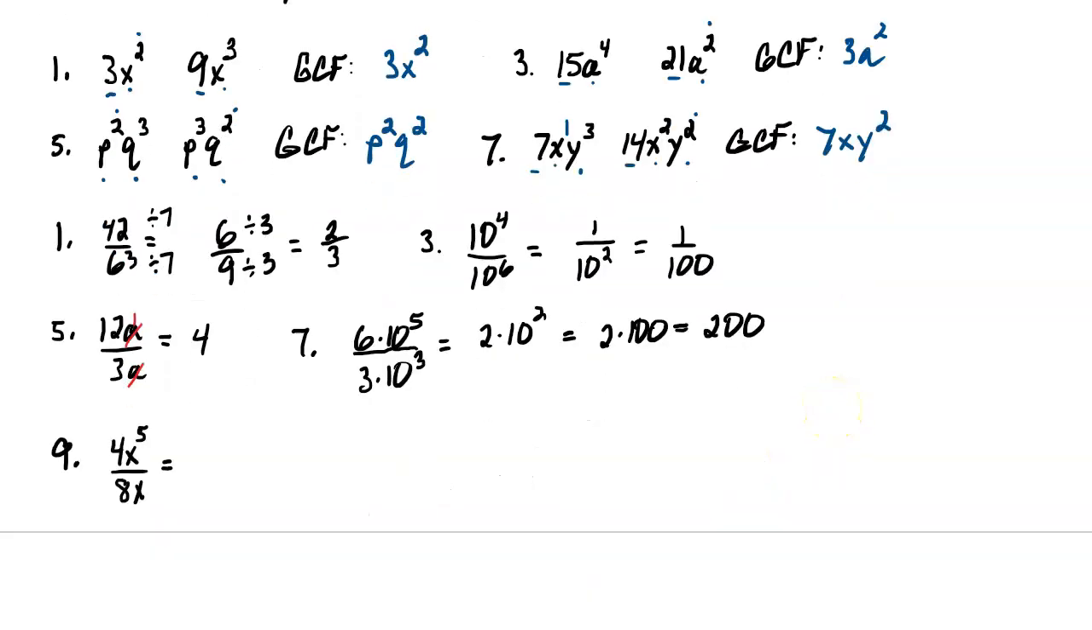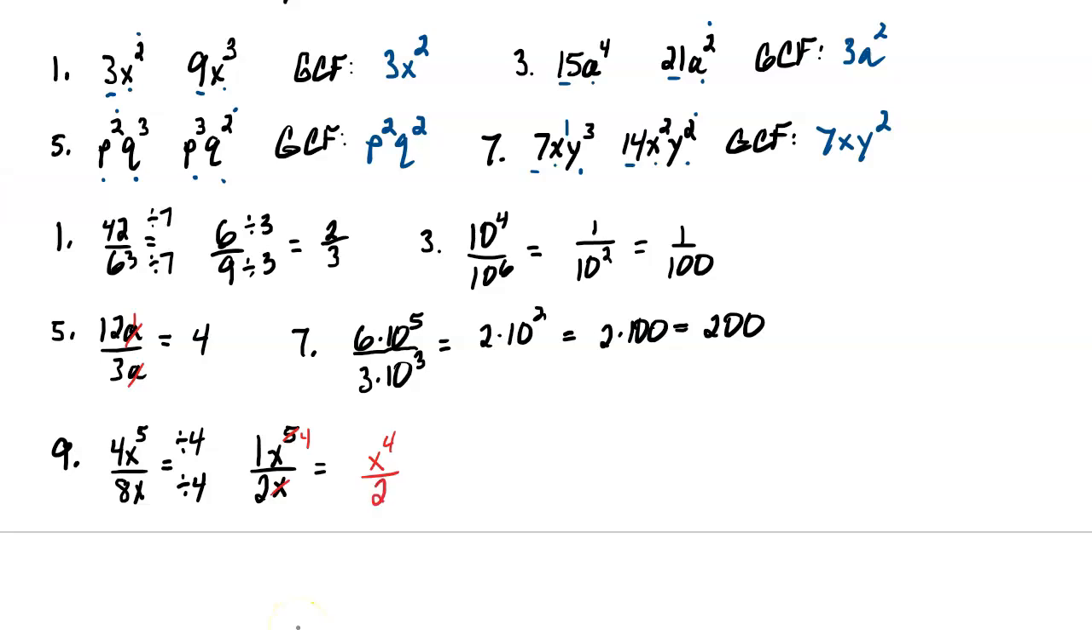Number 9, 4x to the 5th power divided by 8x. 4 over 8, what happens? 4 and 8 are both divisible by 4. So if you divide the top by 4 and the bottom by 4, you will get 1x to the 5th divided by 2x. Now, what's going to happen with the variables? The x that's in the bottom will cancel away 1 out of the 5 of those, leaving 4 of them left over. The final answer is x to the 4th power divided by 2.